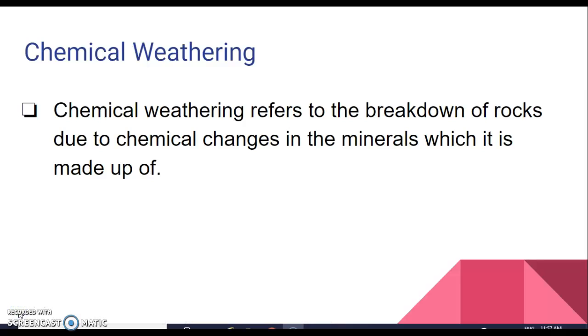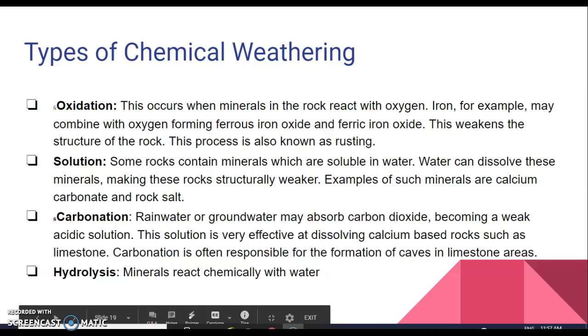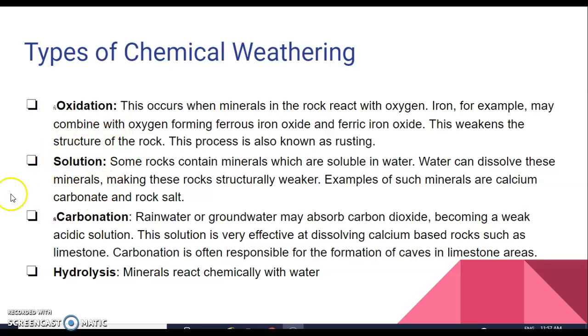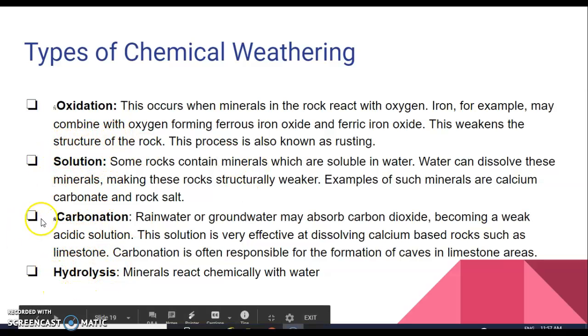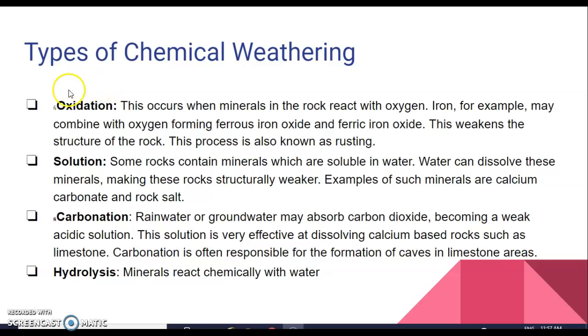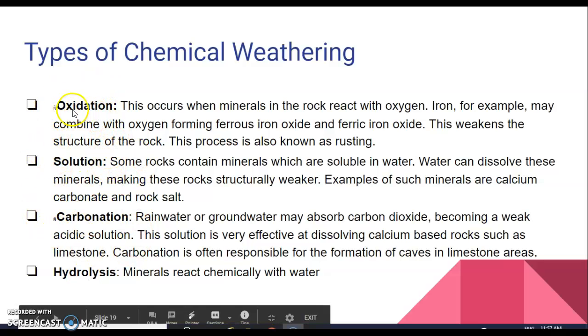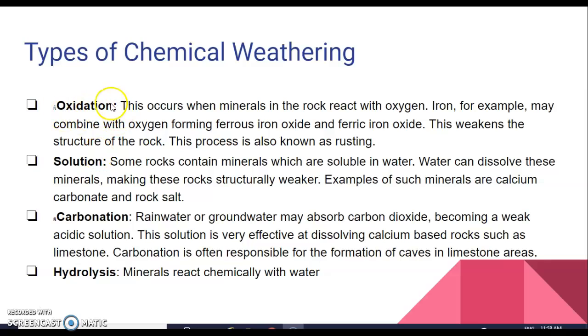Now, as the concept suggests, in chemical weathering, rocks are broken down due to chemical changes in the minerals that make up that rock. What are these processes that we're talking about? We're talking about oxidation, solution, carbonation, and hydrolysis. Please note that one process may not occur independently, but there may be a combination of different types of chemical weathering. For example, solution may be combined with carbonation in order to cause that rock to break down.